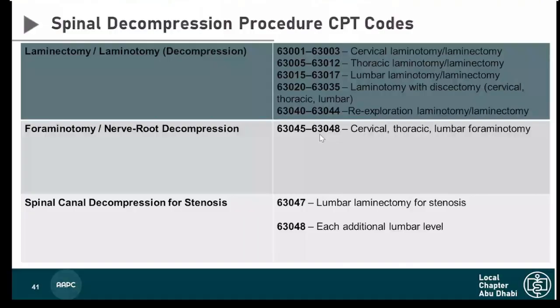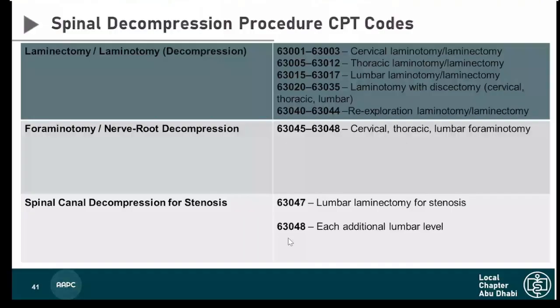Then spinal canal decompression for stenosis. So we have 63047 for lumbar laminectomy for stenosis. For each additional level, we have to report 48. So for additional levels, the coders must read the document or operative note and assign the correct CPT code for the additional levels also. Okay.